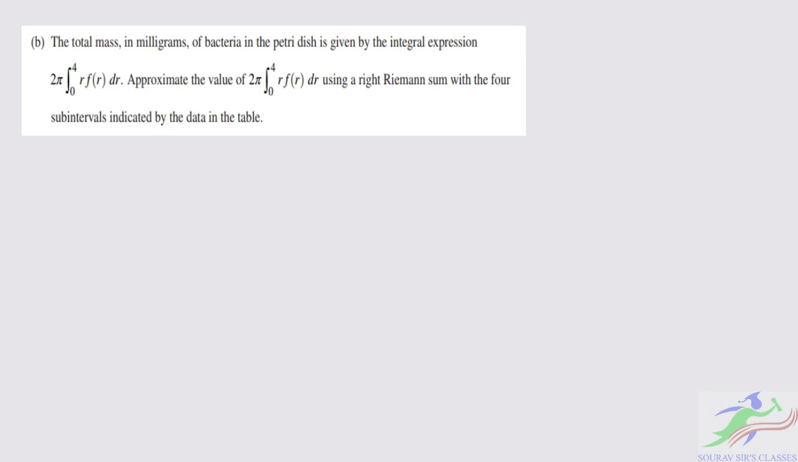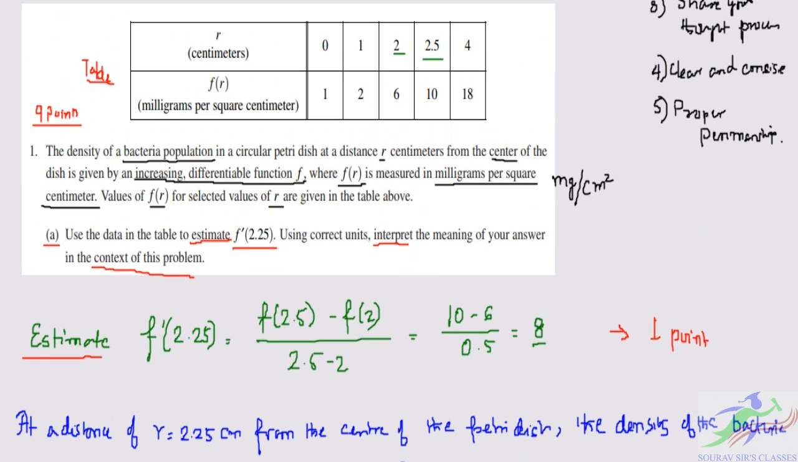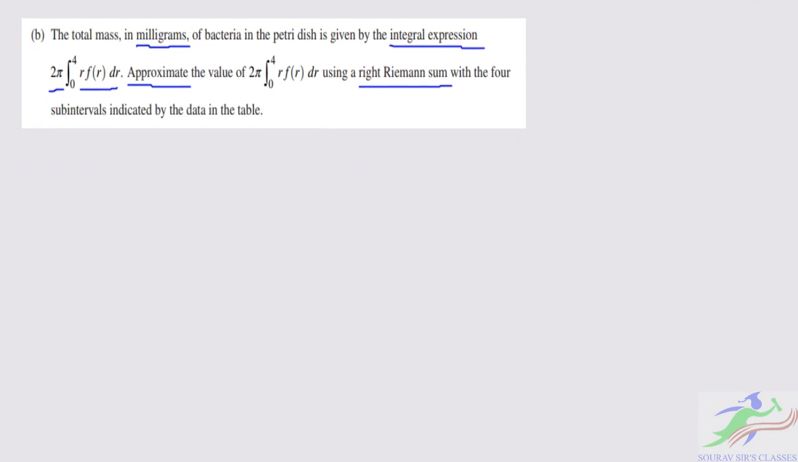Part B says that the total mass in milligrams of bacteria in the petri dish is given by the integral expression 2 pi times the integral from 0 to 4 of r f of r dr. We have to approximate the value of this integral using a right Riemann sum with the 4 subintervals indicated by the data in the table. So we look at the table first: r is 0, 1, 2, 2.5 and 4, with f values 1, 6, 10 and 18. Let's solve this.